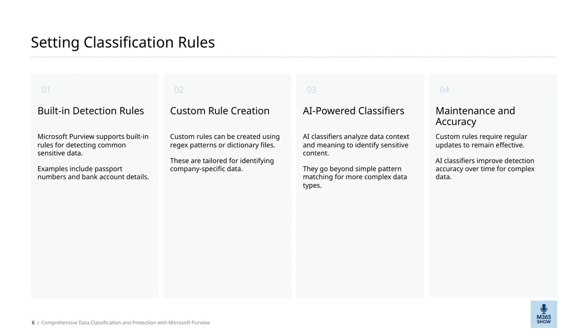For example, it can automatically detect passport numbers or bank account details, saving you time and effort while maintaining robust data protection. Overall, combining these approaches, regular updates, AI-powered classifiers, custom rule creation, and built-in detection, creates a comprehensive and adaptive data classification system that keeps your organization secure.